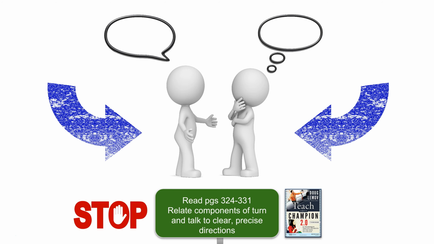During your mini-lesson, you're going to need to allow pairs of students to have a discussion about a question or questions that you provide. This paired discussion is commonly called Turn and Talk, and Teach Like a Champion 2.0 has some great information for how to implement this technique. Learn about this technique now by reading pages 324 to 331. As you read, consider relating components of Turn and Talk to providing clear and precise directions.